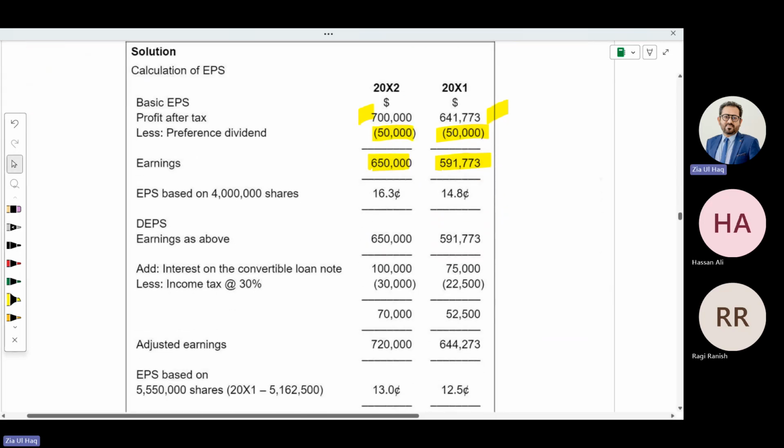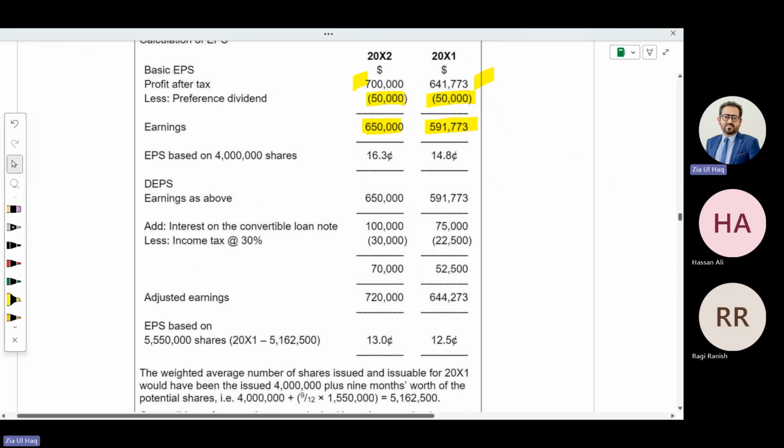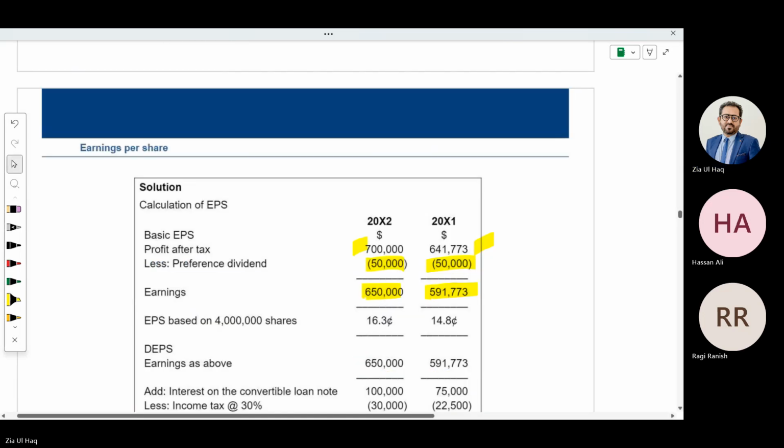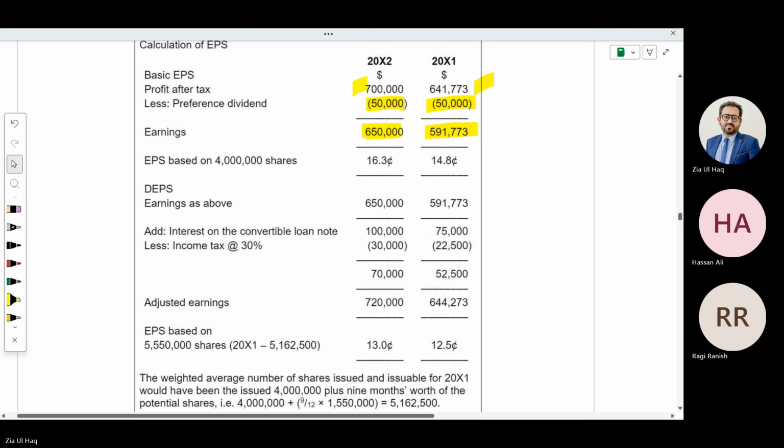And how is this EPS calculated? In earning, we need to add back the interest amount. So this was the interest that they excluded from here. And 30% of this will be tax. That will be 30,000, and for this 75, that will be 22,500. So interest we need to add back in earning, and tax we need to deduct. So this is the adjusted earning.